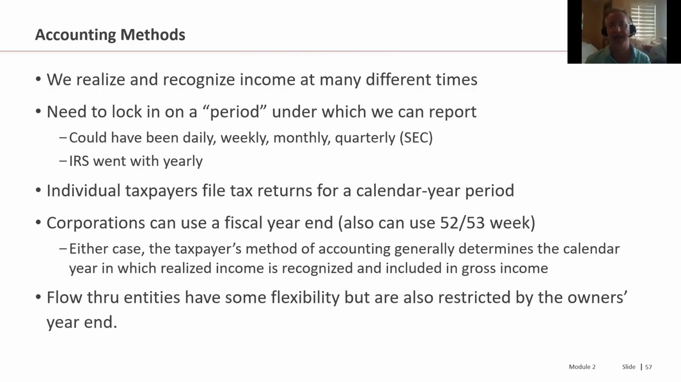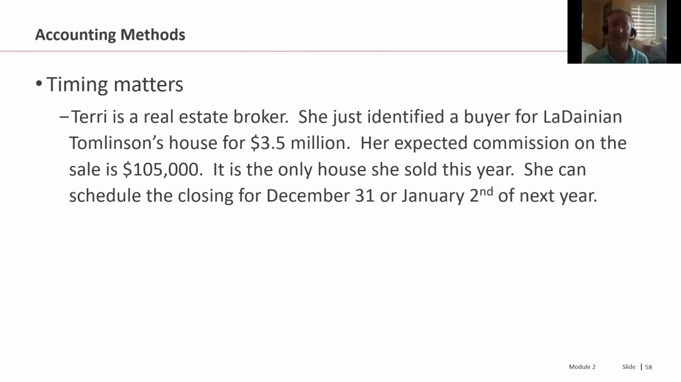And individuals file tax returns for a calendar year-end period. Corporations can use a fiscal year-end. They can also use what's known as a 52-53 week year-end, but that's pretty rare. But in either case, whatever your method of accounting is going to determine the year in which realized income becomes recognized and therefore included in gross income. So flow-through entities have some flexibility in terms of the year end. They could be in the calendar year end, but they could be in other year ends as well. And timing matters, you guys.